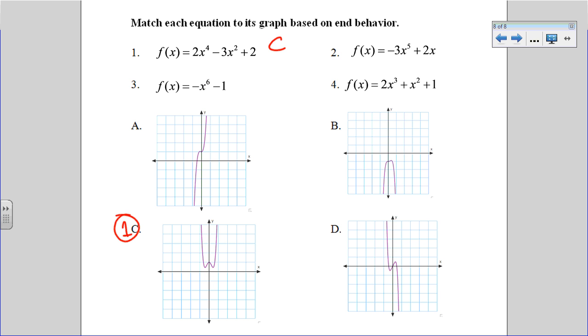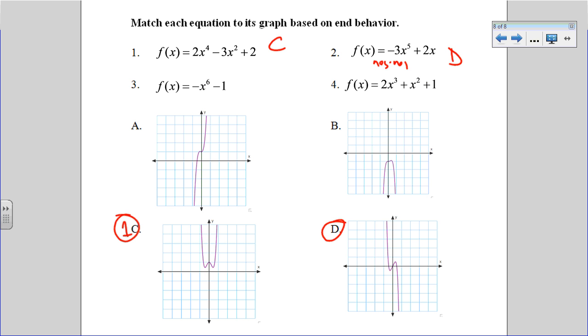I go over to 2. This is an odd function, right? So they're going to go in opposite directions. One up and one down. But because this is a negative 3, that means the negative side is going to be positive. It's going to be going up because a negative times a negative should give me a positive. So on this negative side, we agree with D.